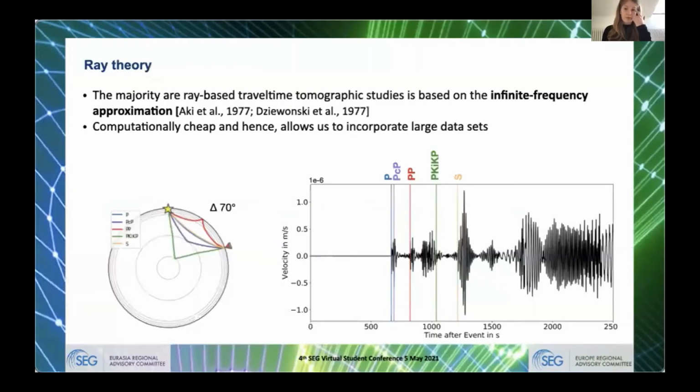So the majority of tomographic studies are by far ray-based travel time tomographies, with their first applications in the 1970s.